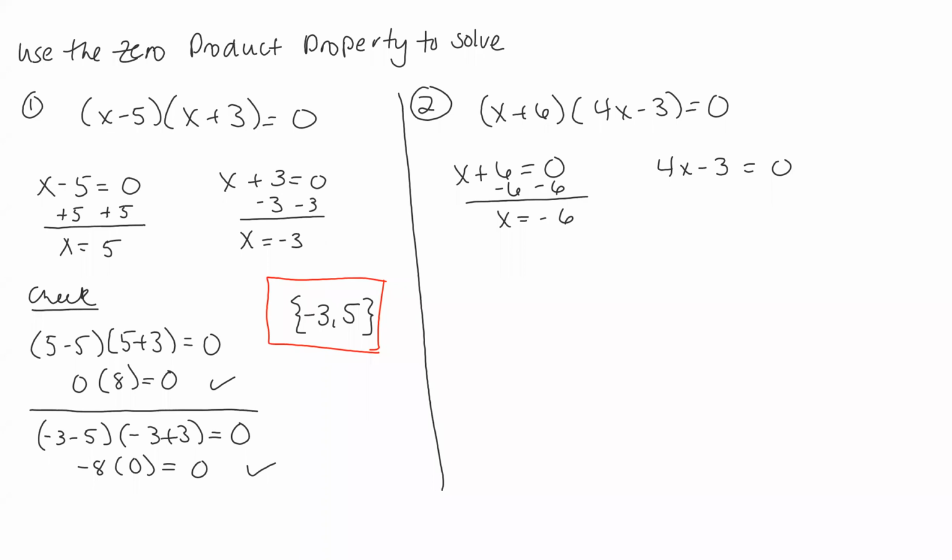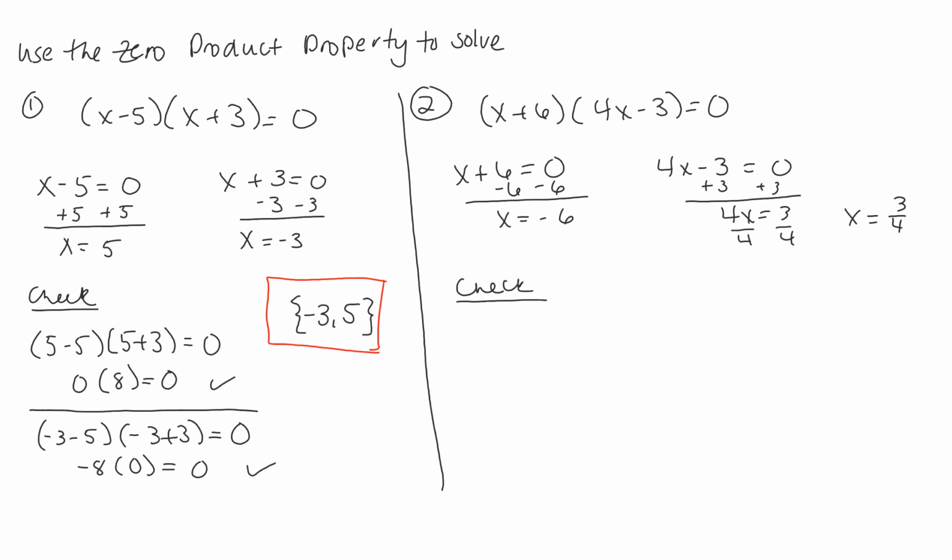Now, if 4x minus 3 is 0, I would start by adding 3. So I would get 4x equals 3. I would then divide by 4, and this would tell me x is 3/4. Well, let's check.